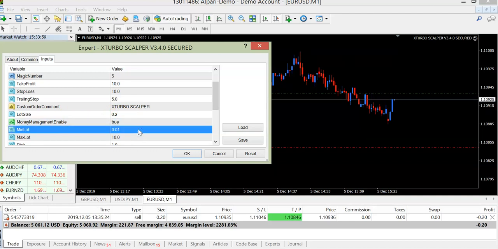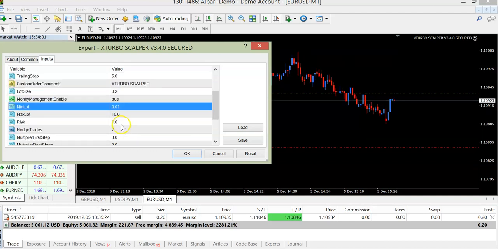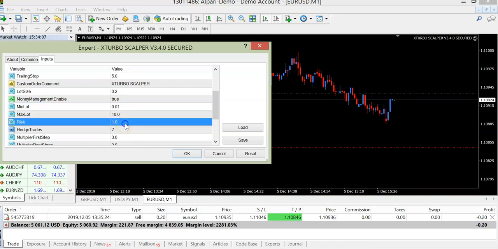In function it will be your risk ratio. So here you put 1%, so it will risk 1% of your account in the trade. So 1% of $5,000, it will risk $50.